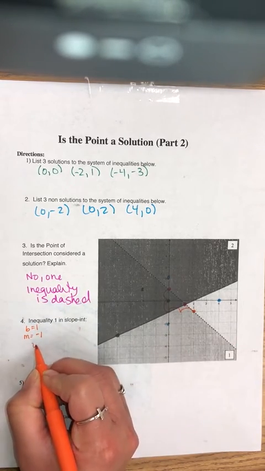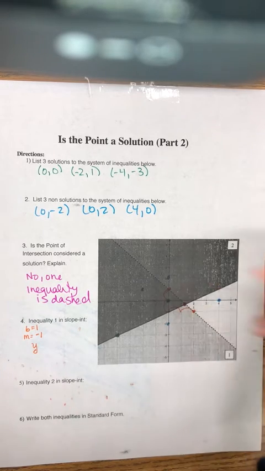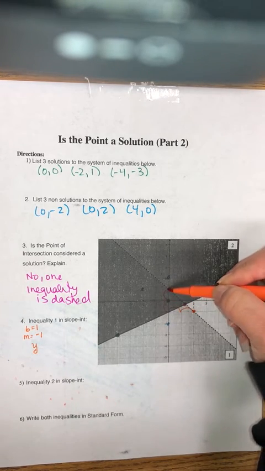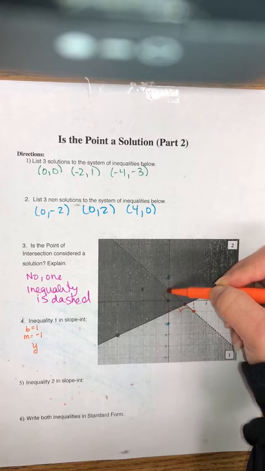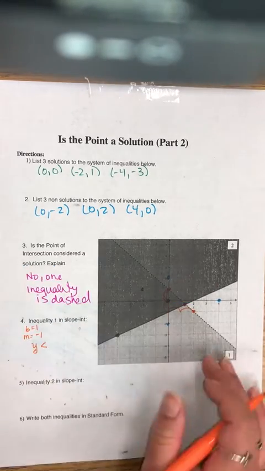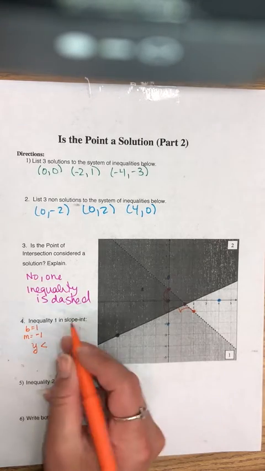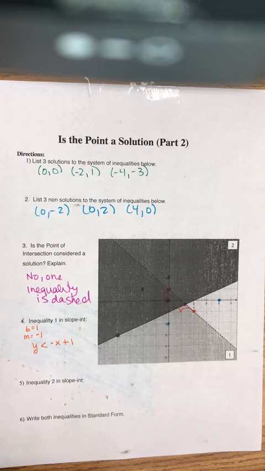So I'm going to write y. Now go to your y-intercept. Where was this shaded to? Is it above or below? In this case, it was below. So we're going to put less than, no equal to sign, because it was dashed, and put your slope, negative x plus 1. And there it is.